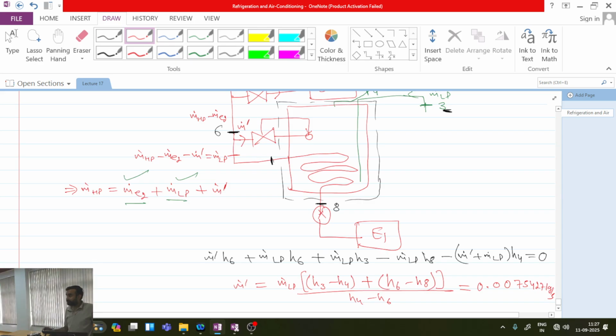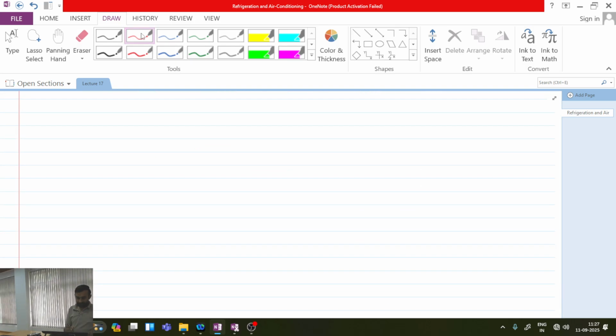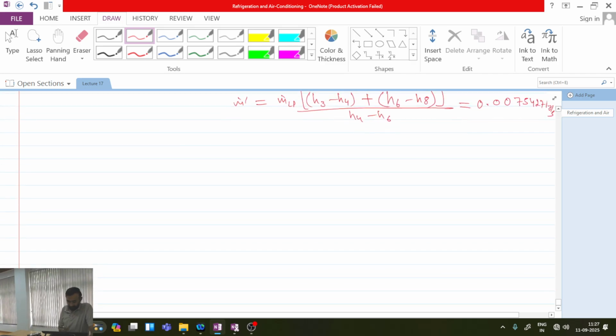Is this point clear? All are clear with this? Now you know m dash also. So can you calculate m dot HP? Tell me, can you calculate or not? What is m dot HP? M dot HP, final answer is, yes, correct, 0.0701.